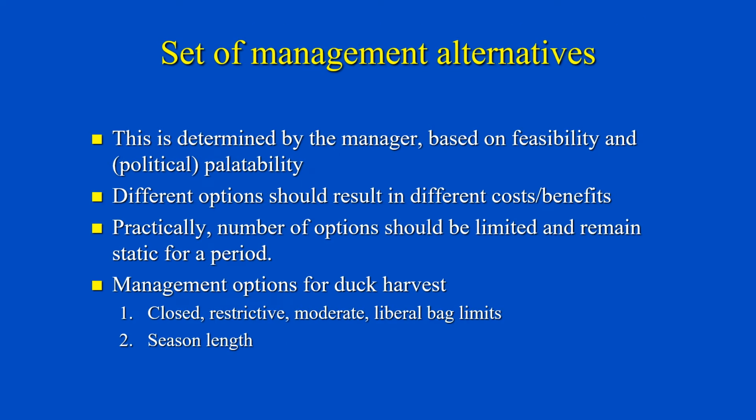So your next step after you set your objectives is to come up with a set of management alternatives. And there's a lot that goes into this. It's determined by the managers based on feasibility and political palatability. Different options will result in different cost benefits, and practically the number of options should be kept fairly limited for a period, so that you're not just going crazy with evaluating lots and lots of different options.